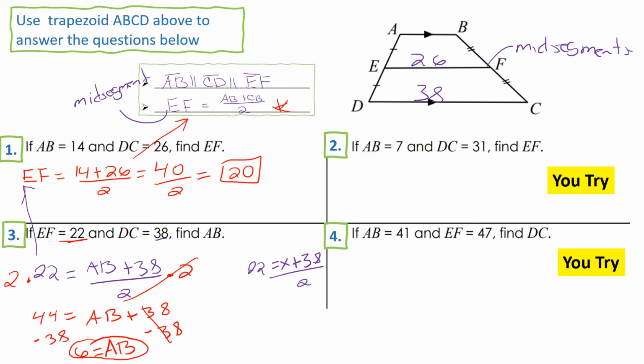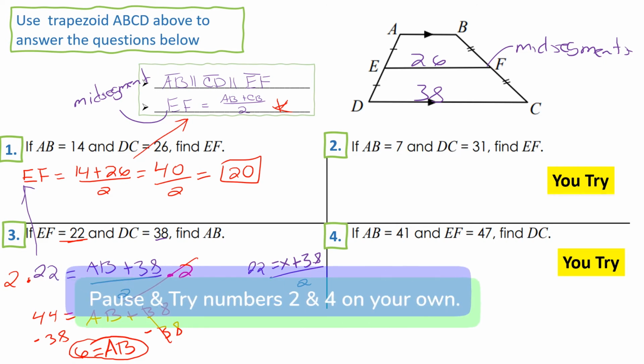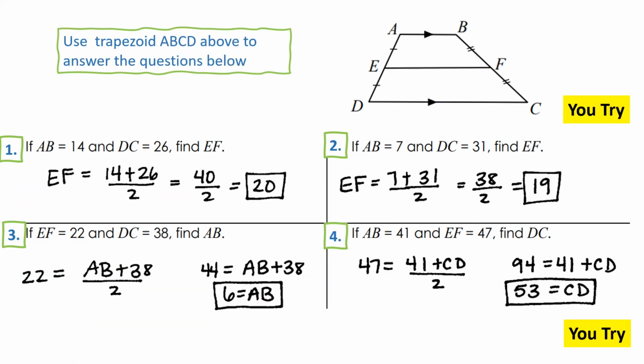Alright, so I would like for you to try numbers 2 and 4 on your own. So go ahead and pause the video and try these 2 problems on your own. So for number 2, you should have gotten 19, and number 4, you should have gotten CD is equal to 53. Hopefully you got them correct. If not, go ahead and pause the video and analyze the work here just a little bit more.